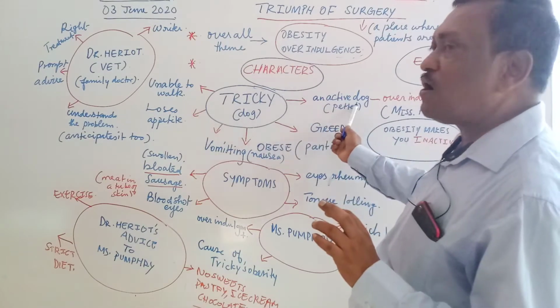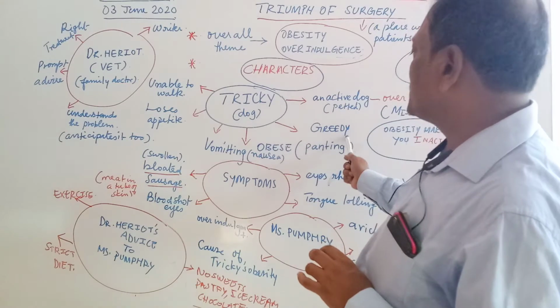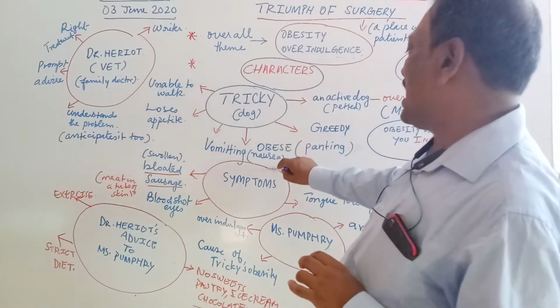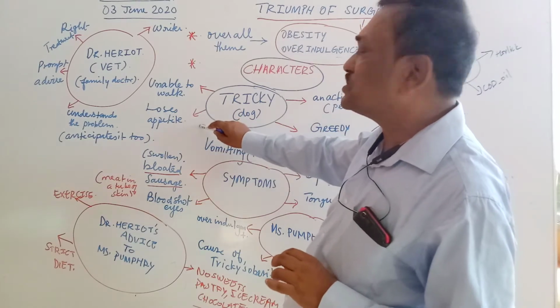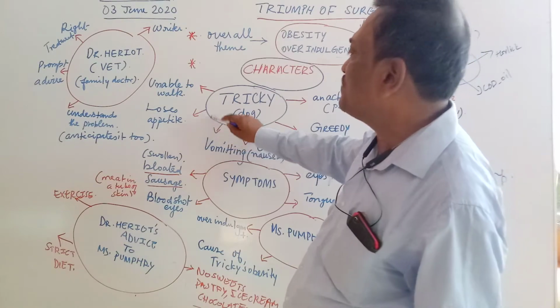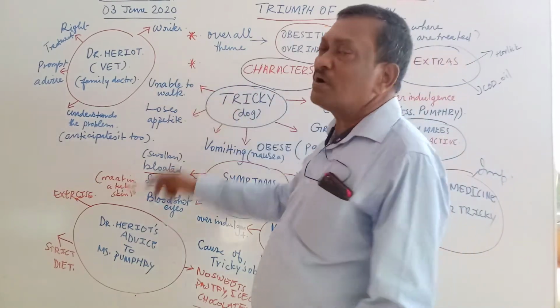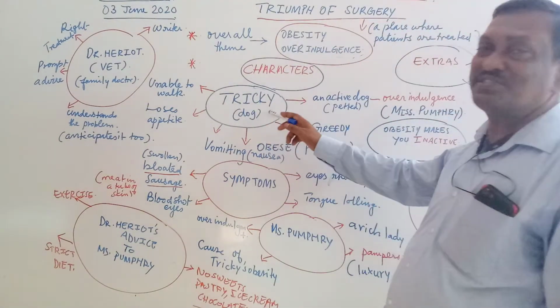Tricky was an active dog. But he was pampered and doted on by Mrs. Pumphrey. Because of that, he became greedy. Then, as a symptom of obesity, he started vomiting, started to lose his appetite, he refused to take in any food, and finally, he was not able to walk even. Okay, so the condition becomes serious now.